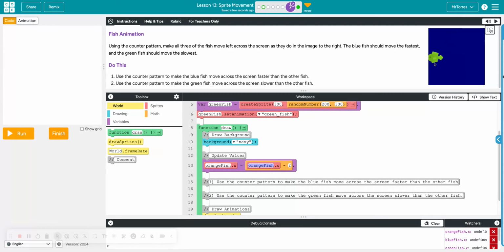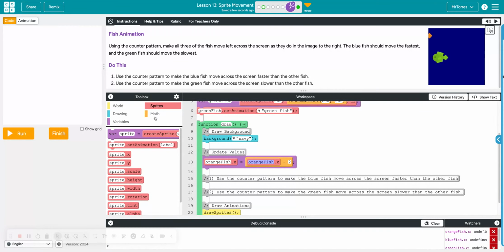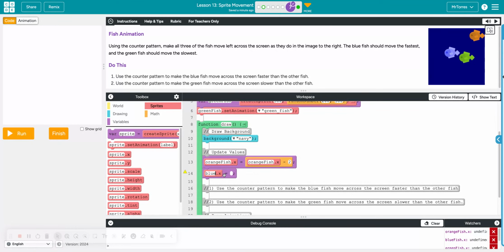Now, the question is, how do we get the green and the blue fish to move? Well, we'll use the same exact counter pattern. Right? So first we have to decide which property we want to change. Because remember, the counter pattern is sprite.property equals sprite.property plus or minus some number. So let's start with sprite.property. Now, the name of the sprite is going to be blueFish dot property. Now, it doesn't say dot property, it says dot x because that is the property that we're concerned with.